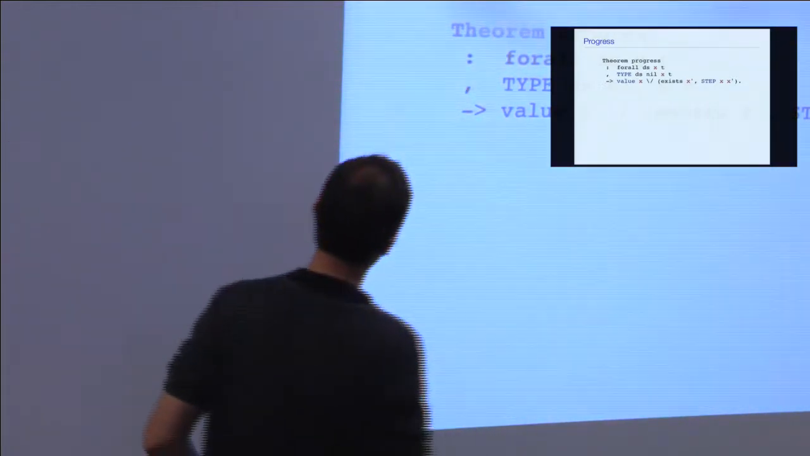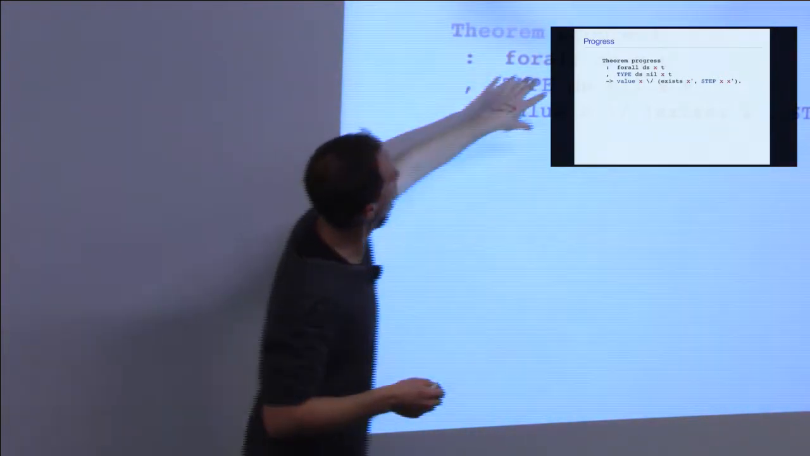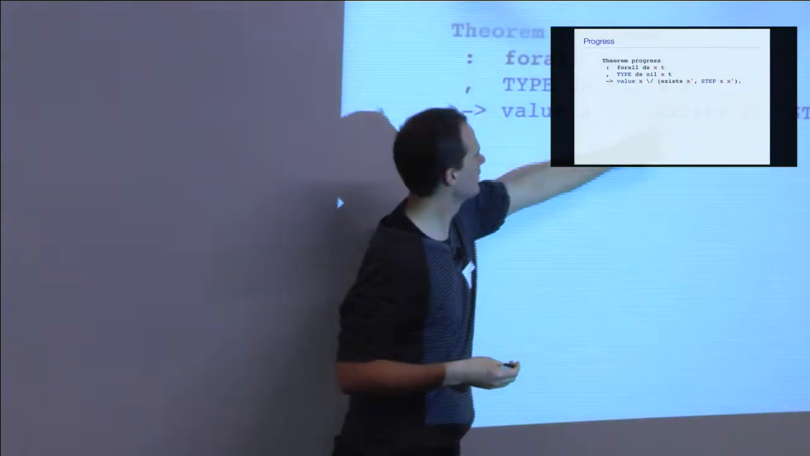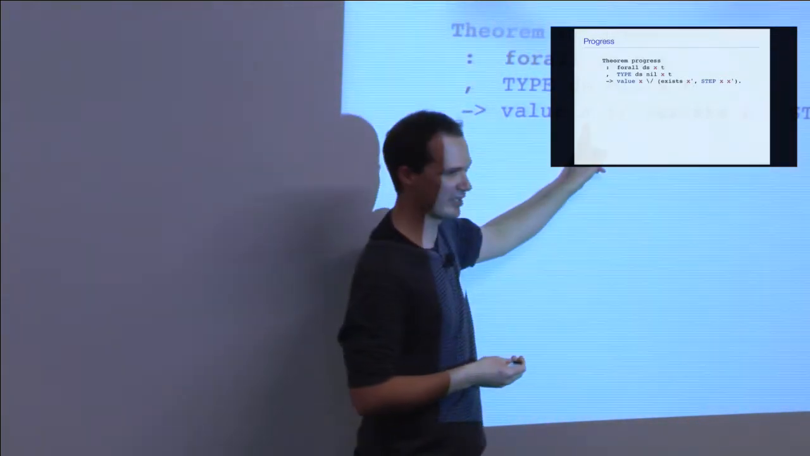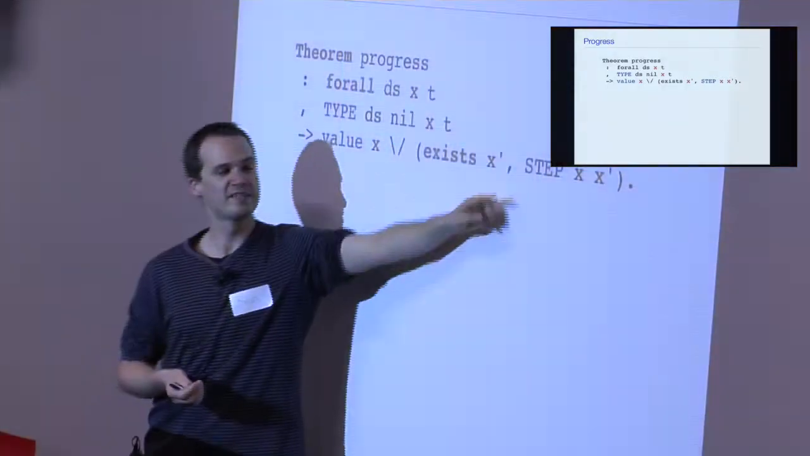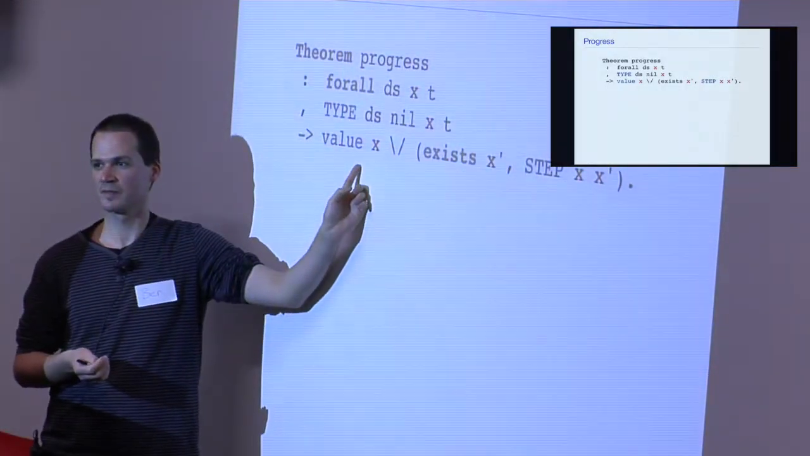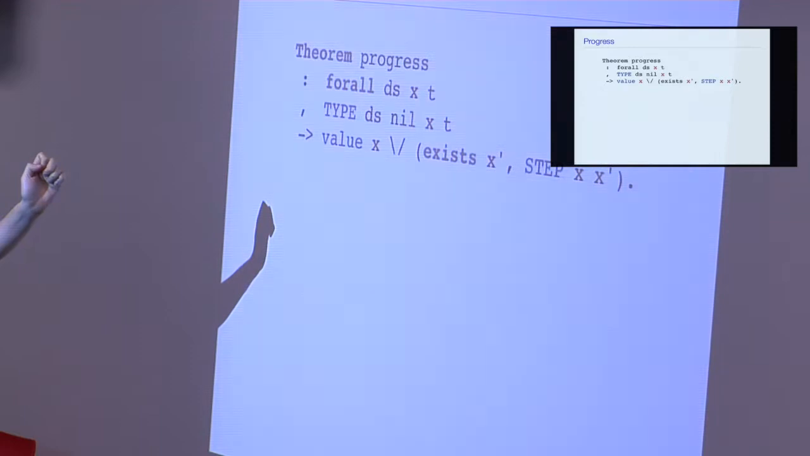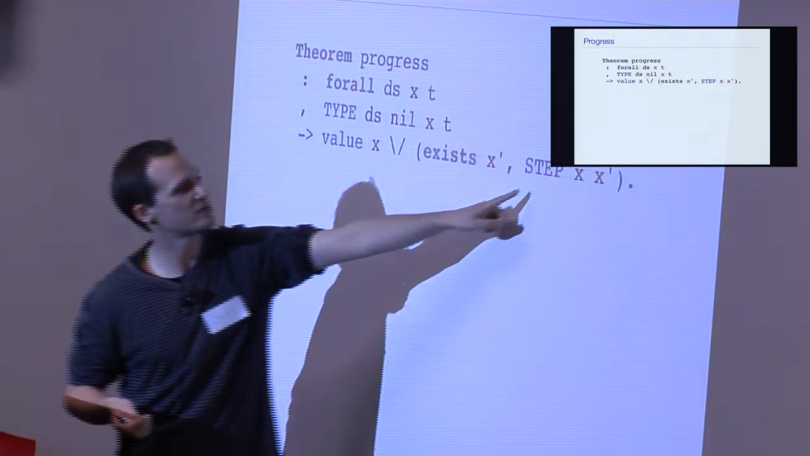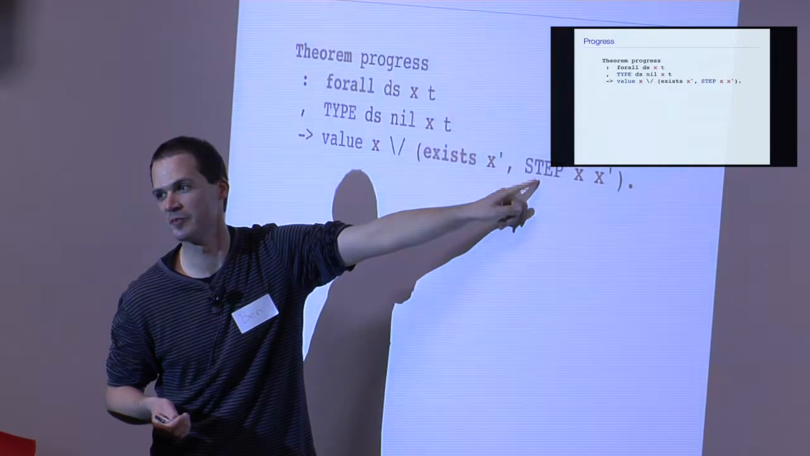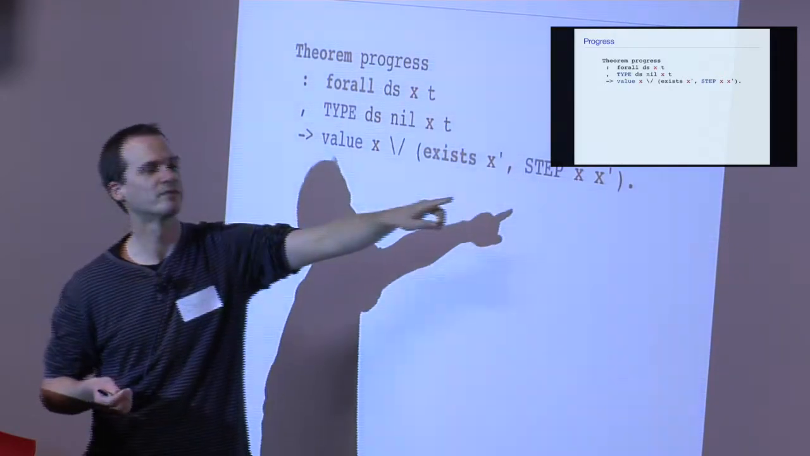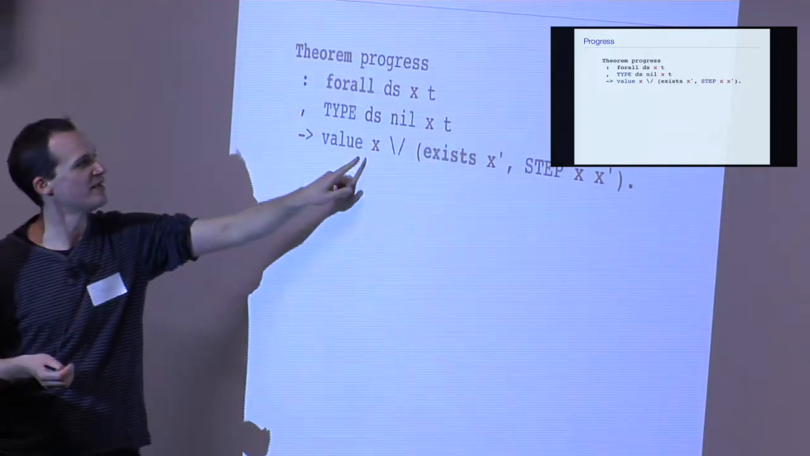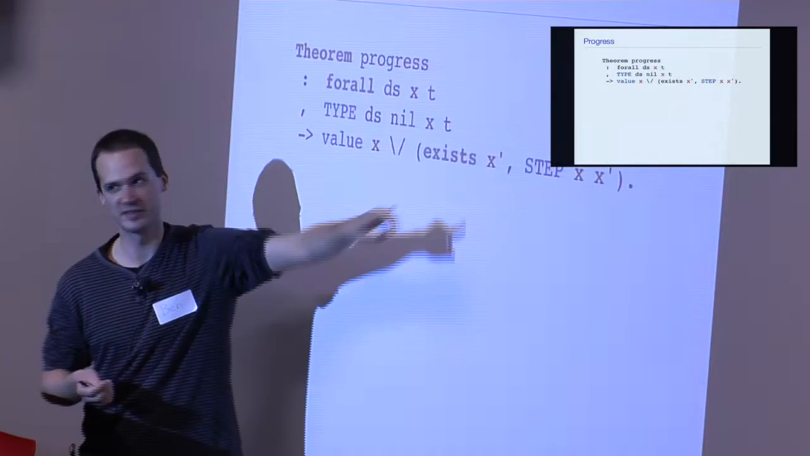I've talked about this before. An important thing is progress, which says that if some expression is well typed, then either that expression is already done, it's already a value, or it can take a step. Are you assuming that x and x prime are distinct or not? Yeah, so step requires these to be different. So either it's done and it's already a value, or it can step.